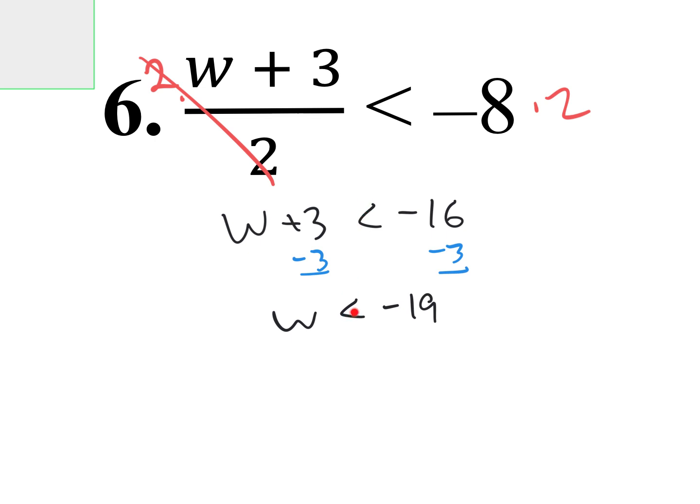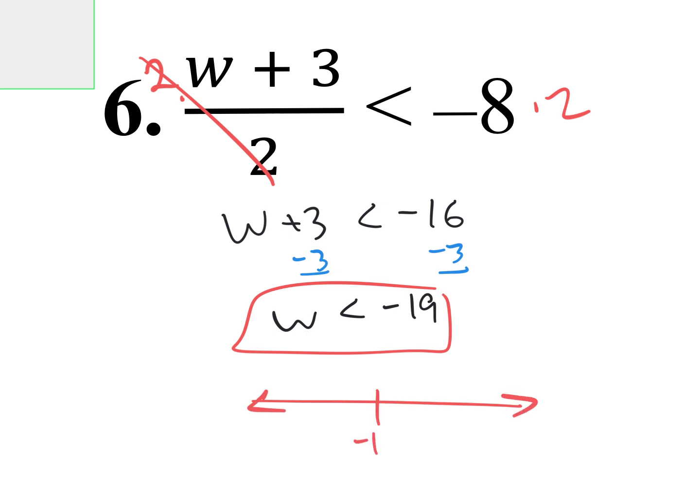Why? Because I didn't multiply or divide by a negative. Yeah, I subtracted 3, or I added a negative 3, to both sides, but I did not multiply or divide by a negative. So anyway, there's our answer. If you wanted to graph it, just put negative 19 right in the middle.